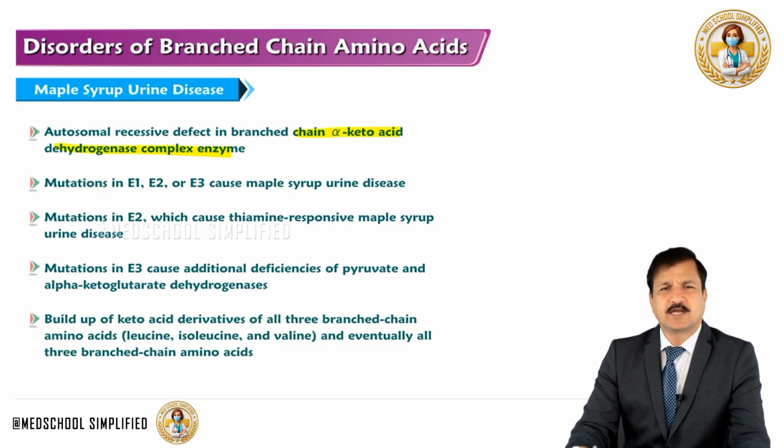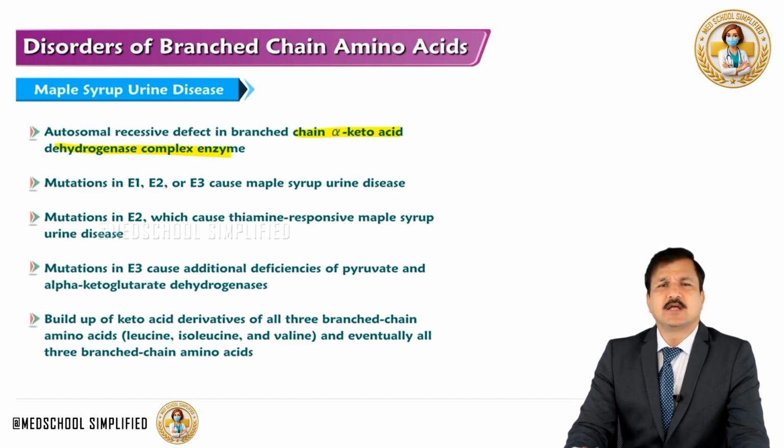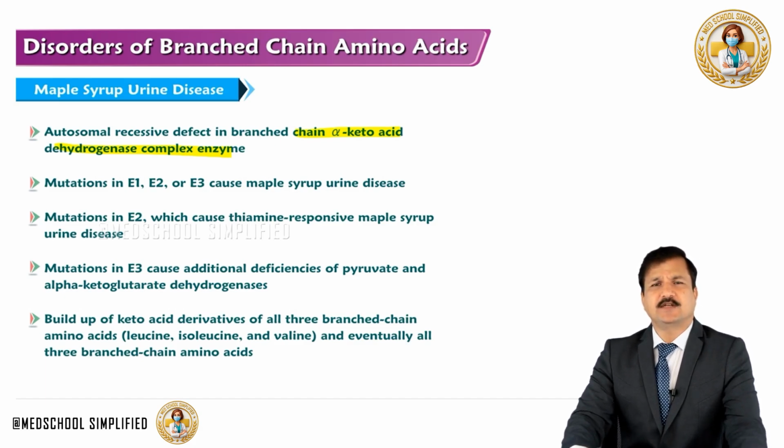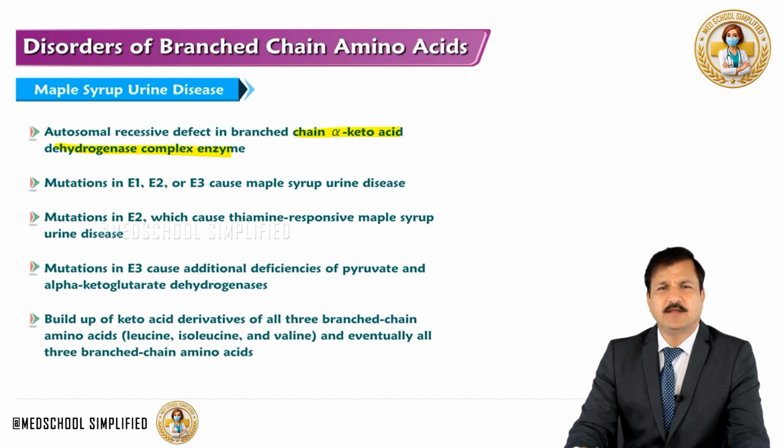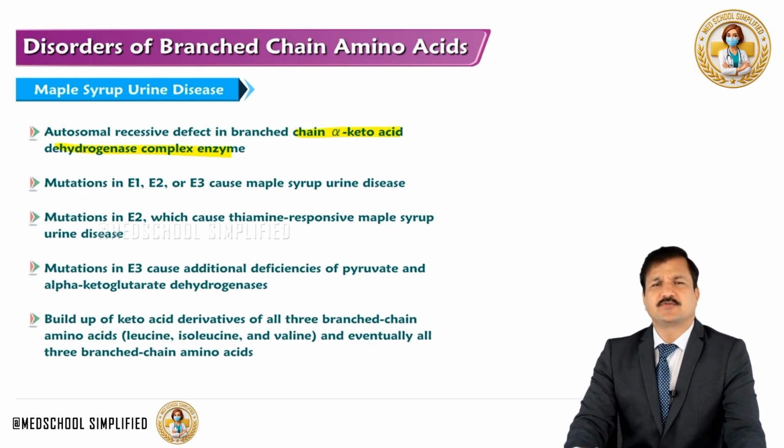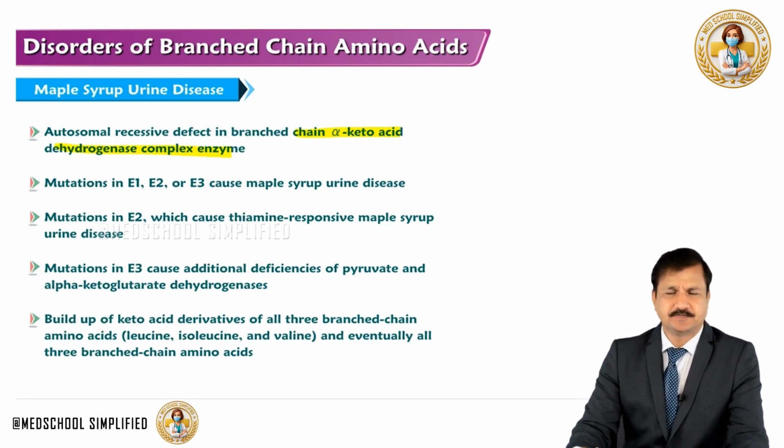All these complex enzymes contain E1, E2, E3 subunits, and they require 5 coenzymes, that is thiamine pyrophosphate, lipoic acid, riboflavin derivative FAD, niacin derivative NAD, and CoA-SH, the reduced form coming from pantothenic acid.